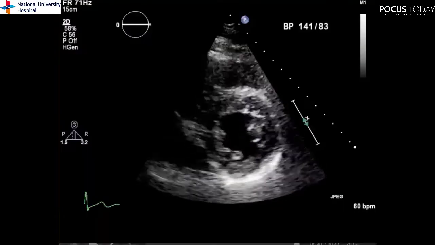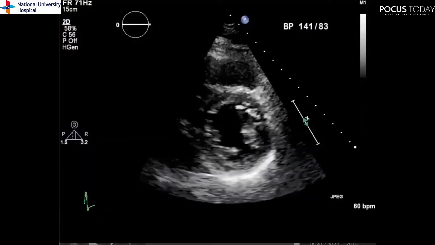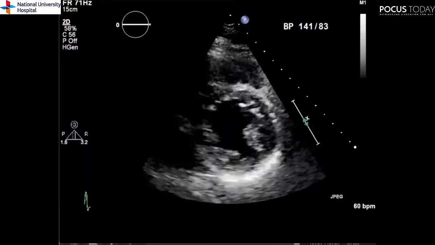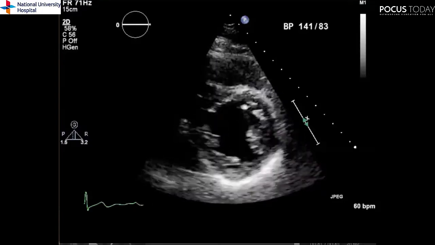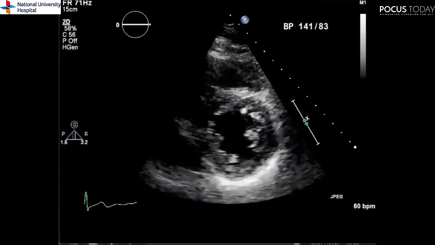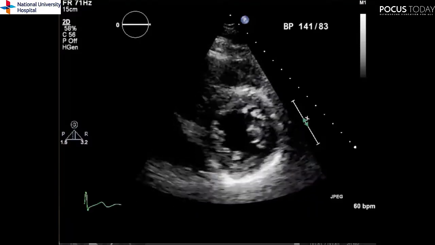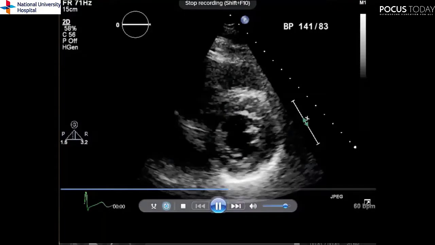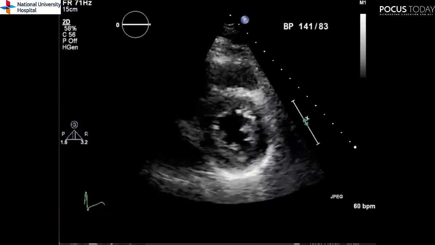Let's look at a normal LV and RV in the PSAX view. The LV contracts well, and the RV is normal in size. The interventricular septum is normal in shape and the LV cavity is circular in end diastole. The end diastolic and end systolic areas of the LV appear normal. The LV walls thicken equally in all segments, and the LV cavity reduces in size circumferentially during systole.